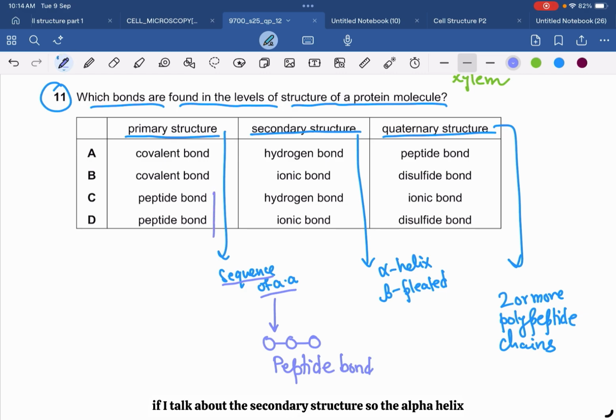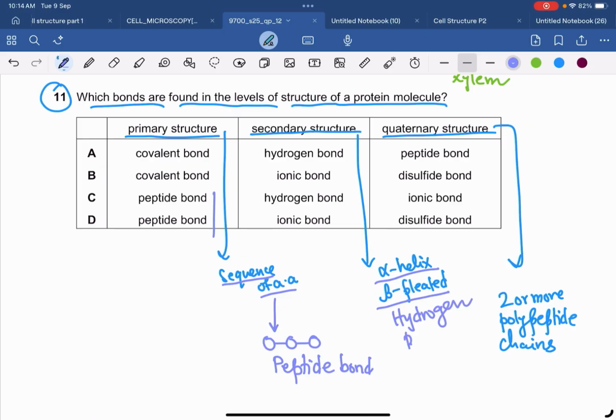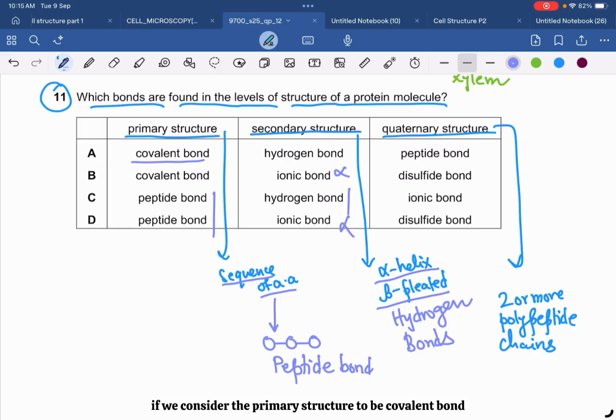Then if I talk about the secondary structure, the alpha helix and the beta pleated sheets are mainly formed by the interactions due to the hydrogen bonds, right? So over here we will say that the secondary structure is the hydrogen bond. It cannot be an ionic bond, right? And also over here we consider the primary structure to be covalent bond, because peptide bond is a covalent bond.